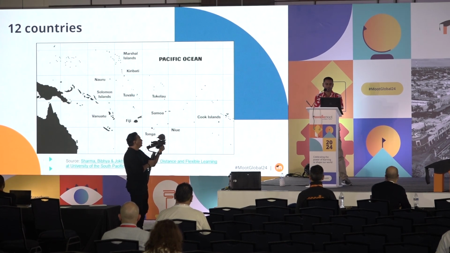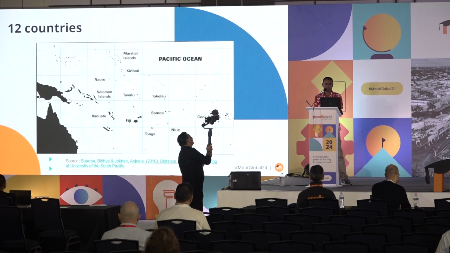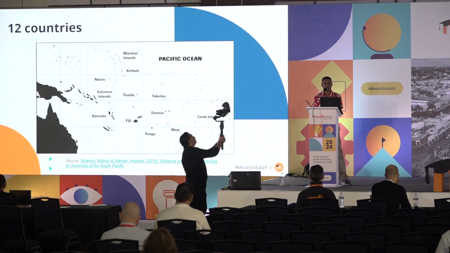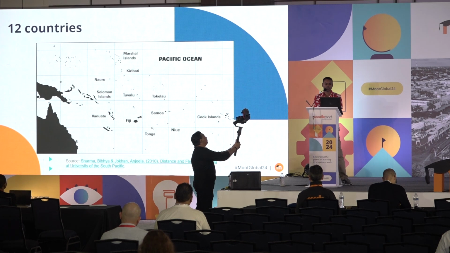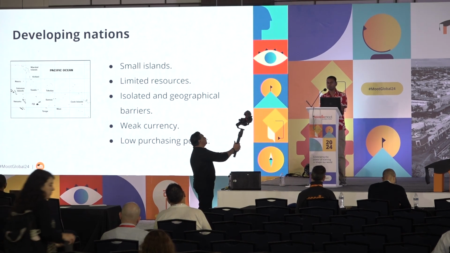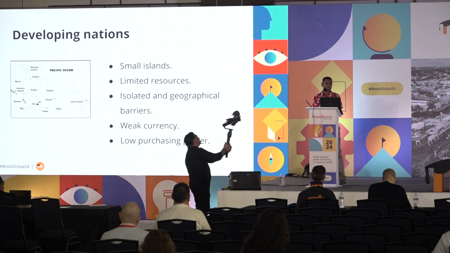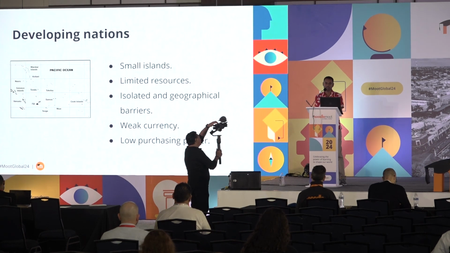The 12 countries are Fiji, where I am from, and that is the largest country in that particular region. Then you have Tonga, Samoa, and Vanuatu, which are the larger islands. And then smaller countries like Niue, Cook Islands, Tokelau, Tuvalu, and Kiribati. So these developing nations are very small countries. Just to give you some context, Fiji, the largest country in that region, has a population of less than 900,000 people.